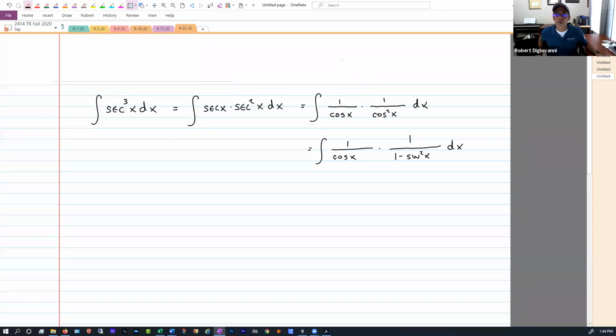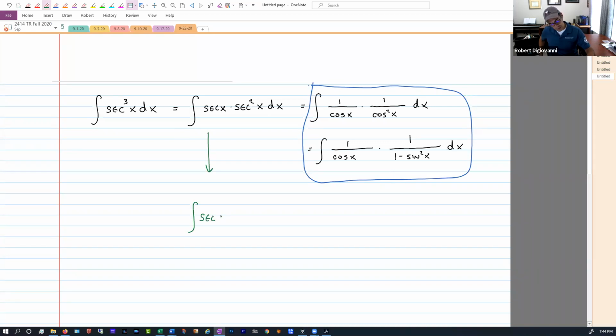Is it possible to use tangent squared minus 1 equals secant squared and change it? Sure. So we have one path here. Another path that we're suggesting is to go here, secant x, and replace secant squared x with tangent squared x plus 1, dx. Is that correct? Okay, so that, again, is legal.